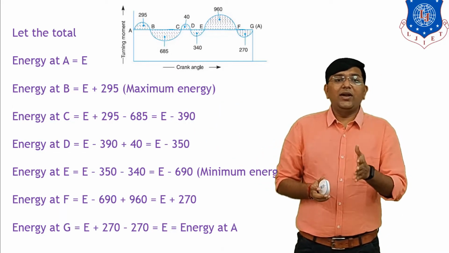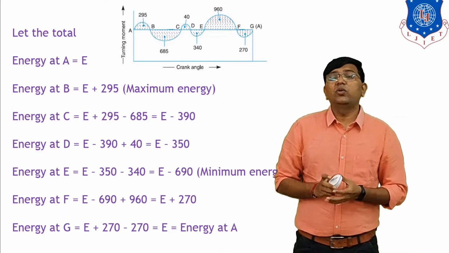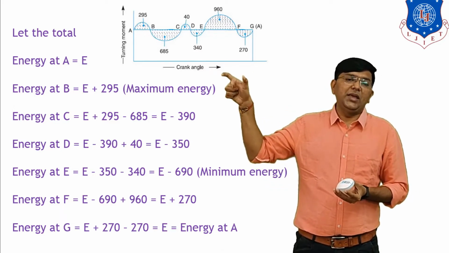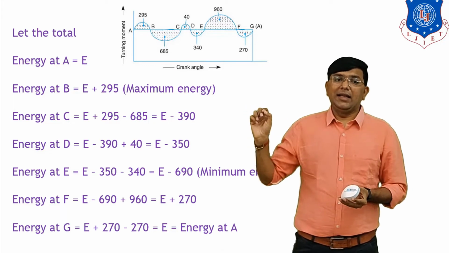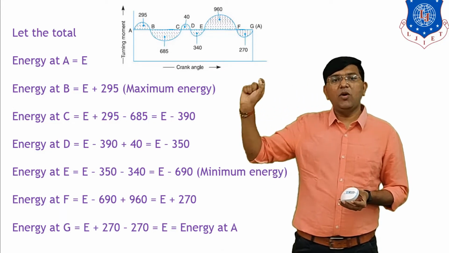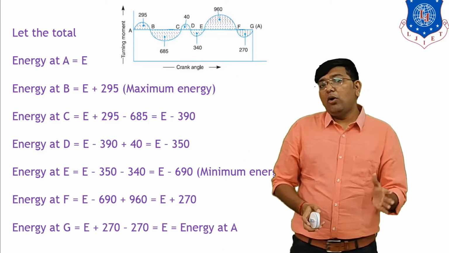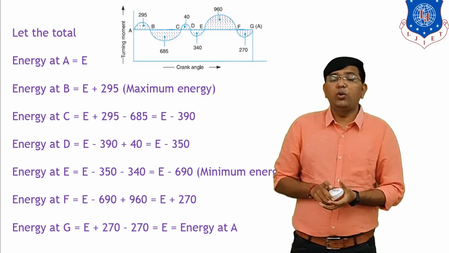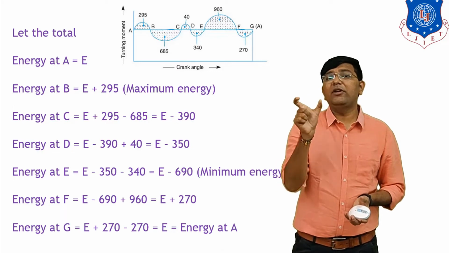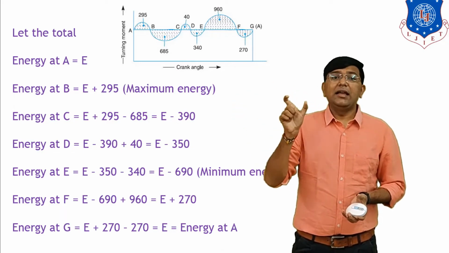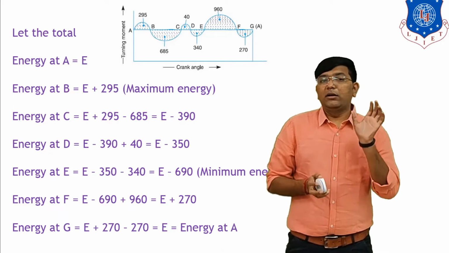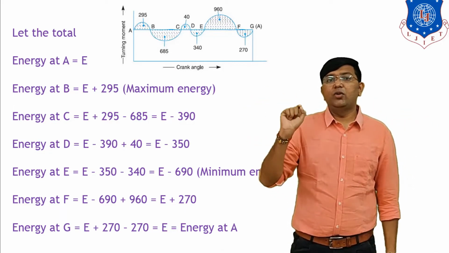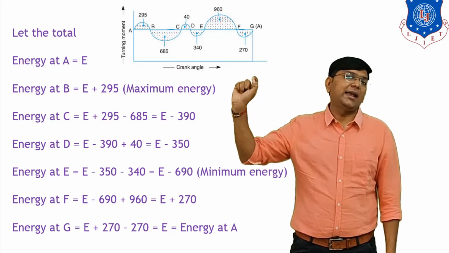So you can identify that energy at point B, E plus 295, is the highest value. So maximum energy is at point B, and E minus 690, energy at point E, is the minimum energy. So to find out the fluctuation of energy, you have to find the difference between maximum energy and minimum energy. Then you can find out the energy difference, the maximum fluctuation of energy. Now maximum fluctuation of energy, you all know, delta E is equal to E max minus E min.